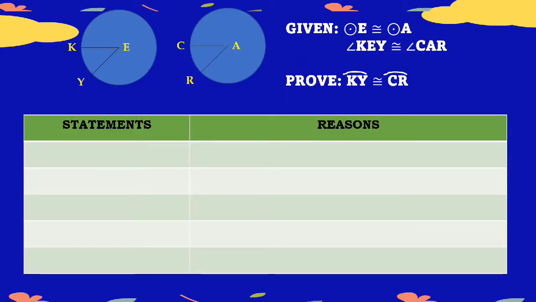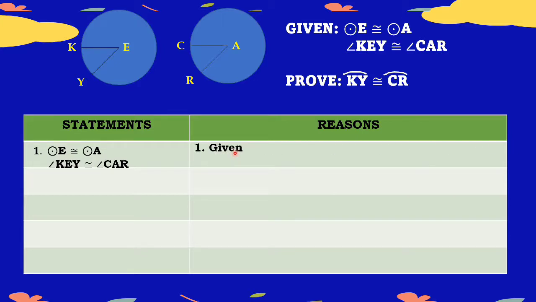To prove the theorem, let's use a two-column proof. On the left column, we will write our statements, and our reasons will be written on the right column. So let's start proving with our givens. Number 1, circle E is congruent to circle A, and angle KEY is congruent to angle CAR. The reason for that is given.